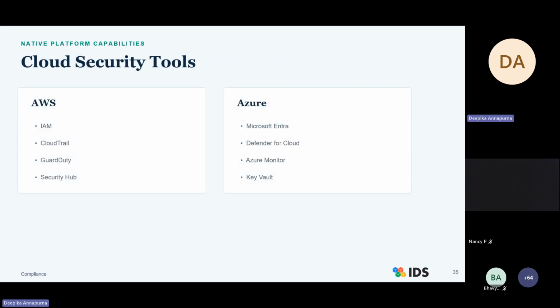Next, here are some cloud security tools. These are the things AWS is offering: IAM, CloudTrail, GuardDuty, and Security Hub. Here are Microsoft Entra, Defender for Cloud, and Azure Monitor.